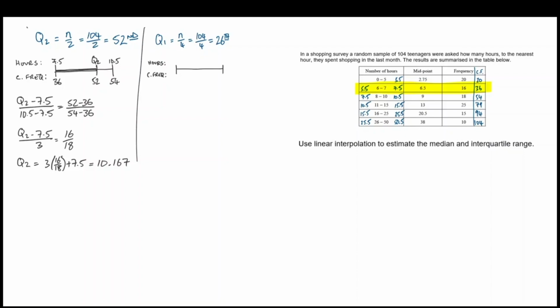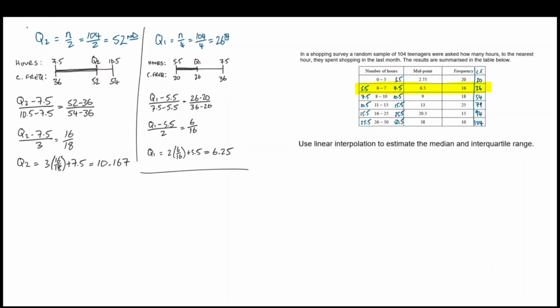Okay, here's the diagram. We know that we're in between the 20th and the 36th value, 5.5 to 7.5, and we'll set up just the same thing: a fraction equation that compares the shaded part of the diagram over the entire length, first using the hours and then using the cumulative frequencies. Because of proportionality, this gives us an equation that helps us find the exact value of Q1. So once again, simplifying in my head, rearranging, and substituting into the calculator, we get 6.25.